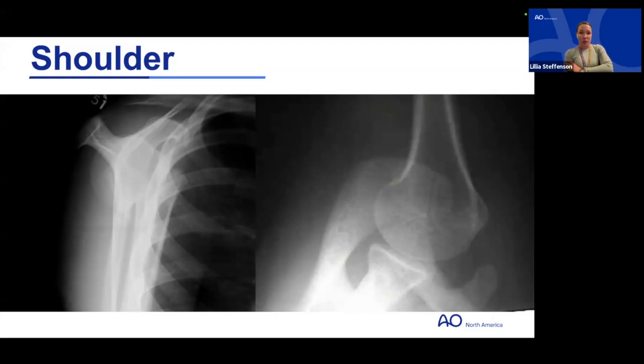But also fracture dislocations where I really want to understand the relationship of the fractured portion. In this case, I think there's actually a surgical neck fracture on the image on the left. If you were concerned about, is there an associated Bankart lesion on the glenoid? Those would be other times.